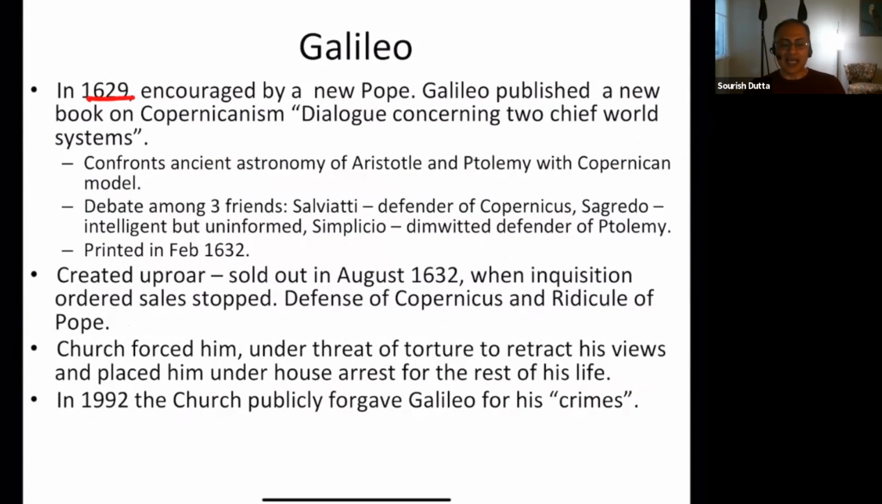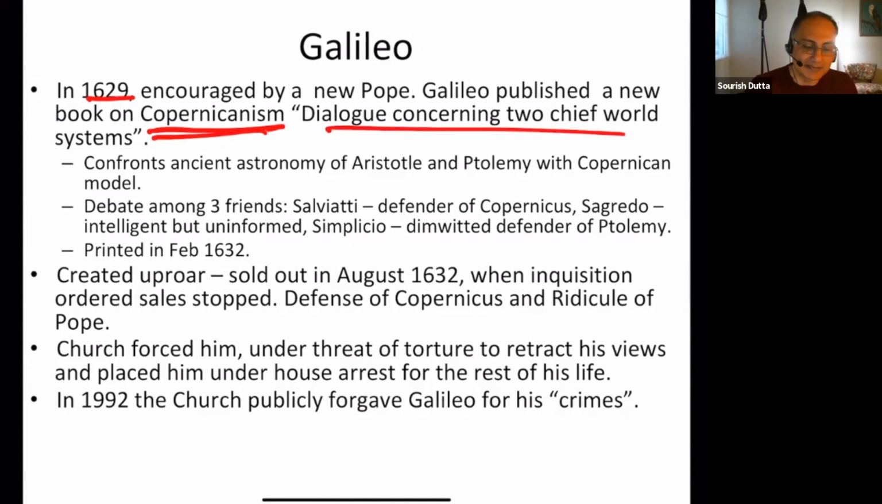And so Galileo thought that now is an opportunity to again push these ideas a little more, make them popular. So he published a new book on Copernican ideas, which is called Dialogue Concerning Two Chief World Systems. So that was the name of the book. He in fact got permission from his friend, the Pope, to publish this book. And the way he wrote it, instead of just writing a dry textbook, was that he had three characters in this book. The book was a debate among three friends.